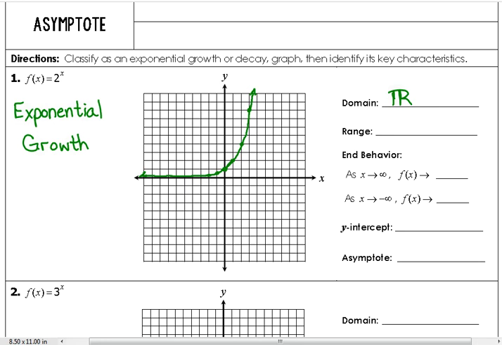The range is not all real numbers. The range is talking about our y values. Do we hit any negative y values there on that graph? No, we don't. So all of our y values are greater than or equal to 0.